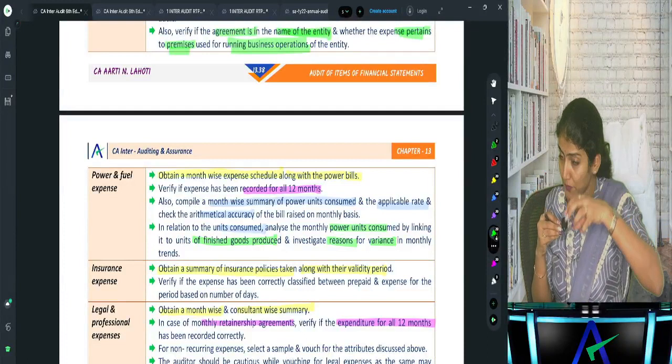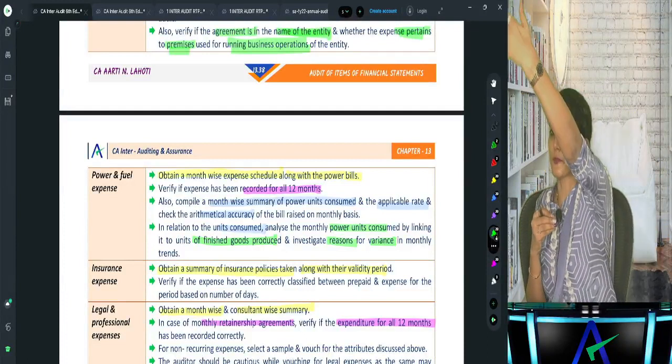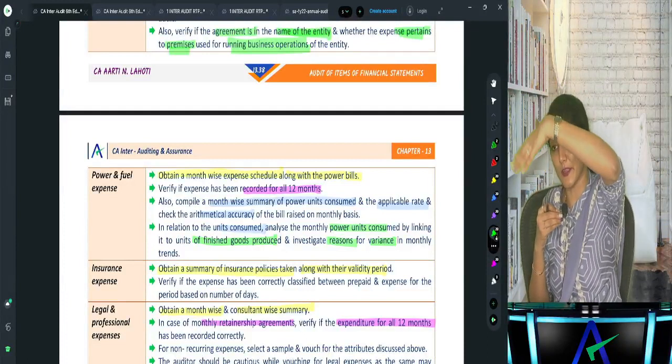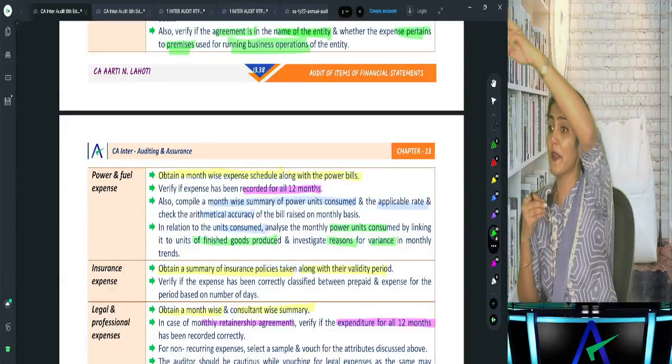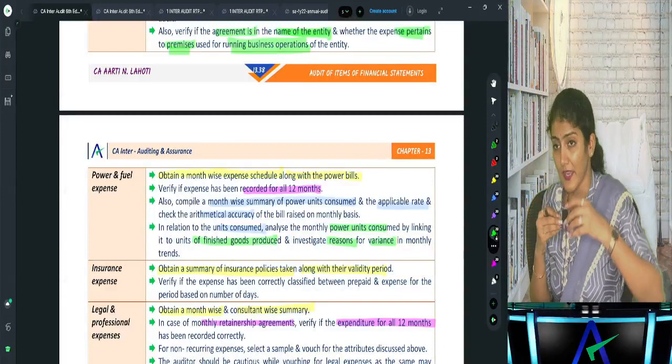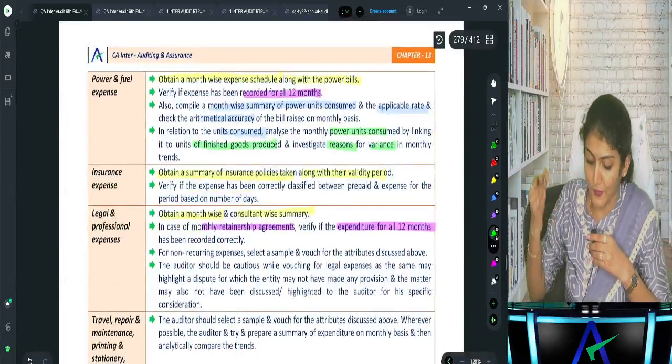Power units consumed compared with the finished goods produced. What analytical are you performing? What is the plausible relationship between how many power units are consumed and how many finished goods are produced? And again, if there are variances, you ask the reasons for the variances.